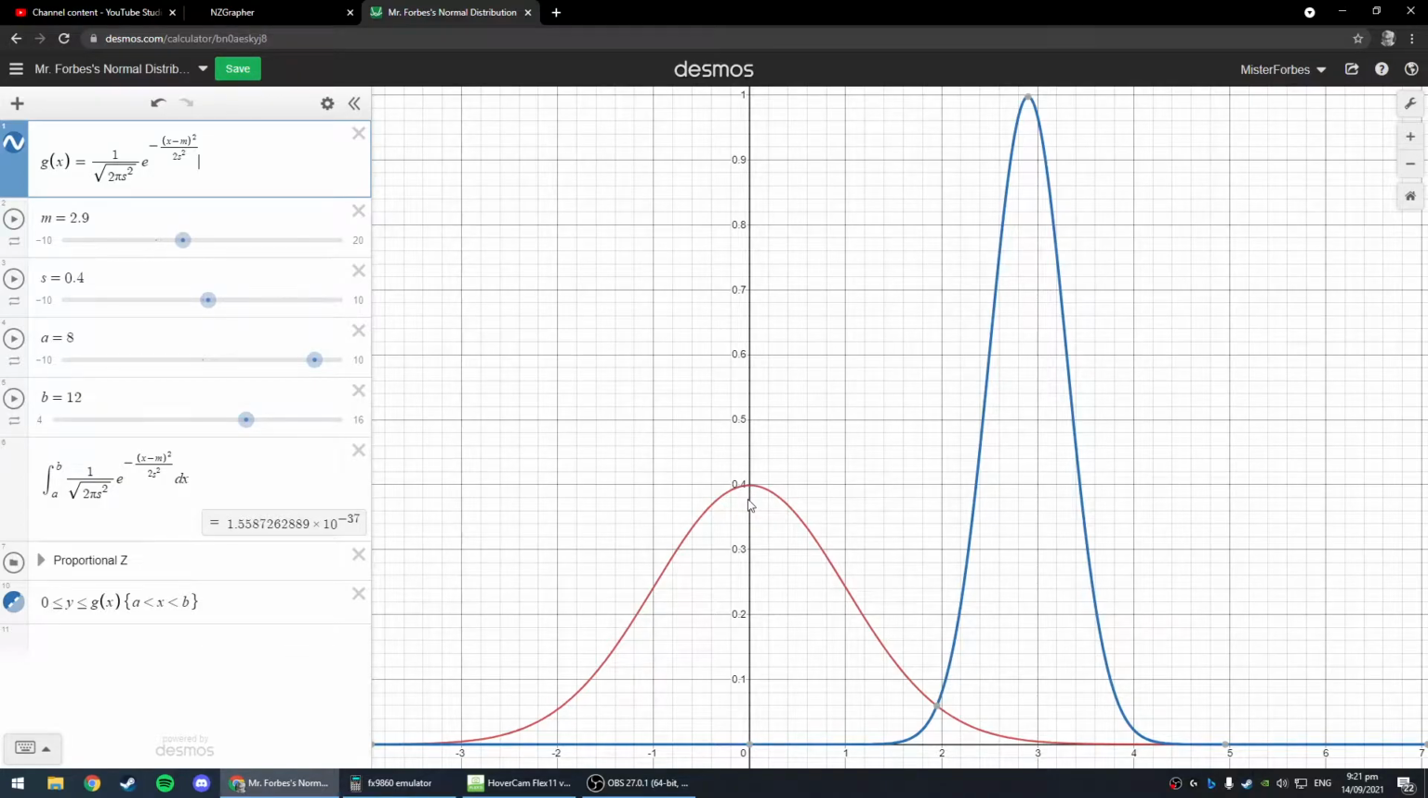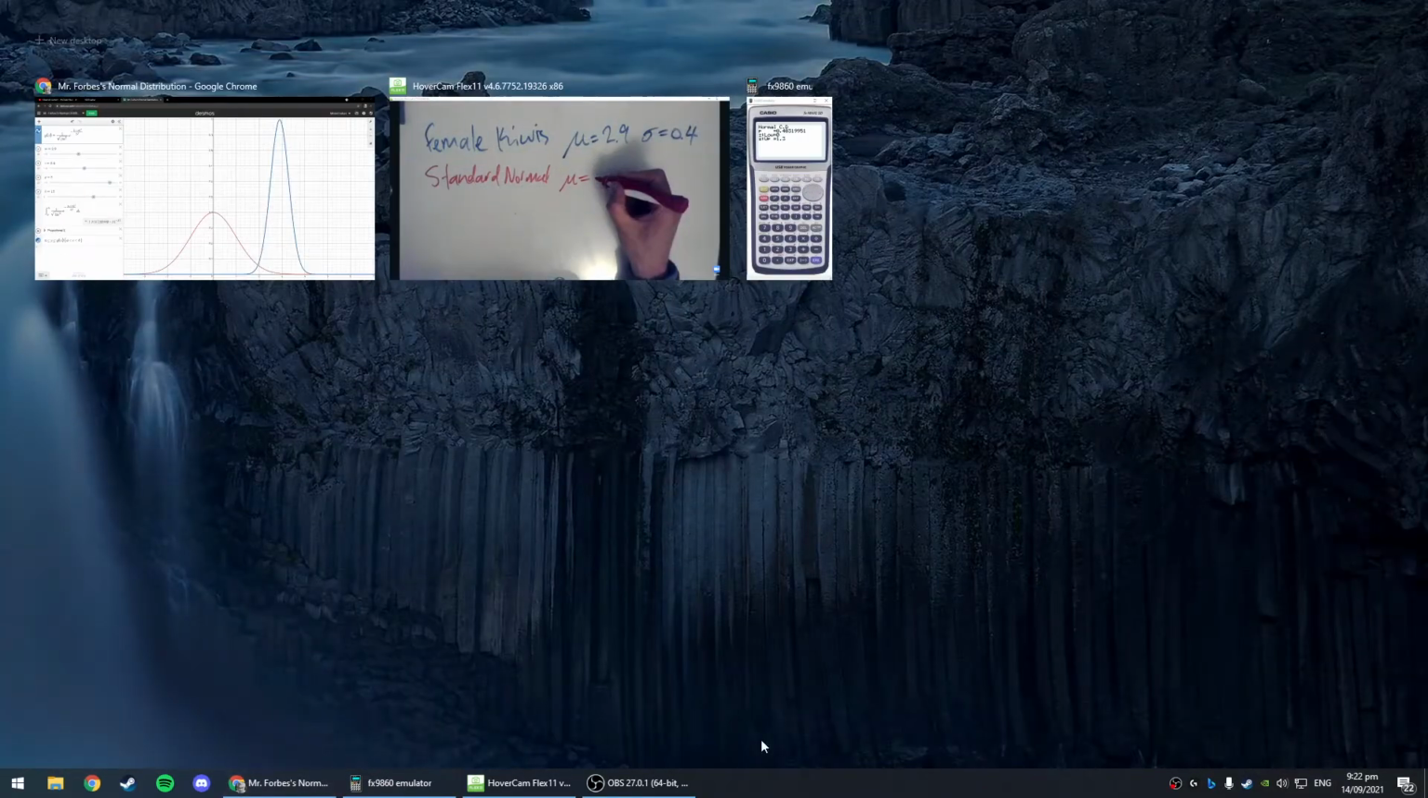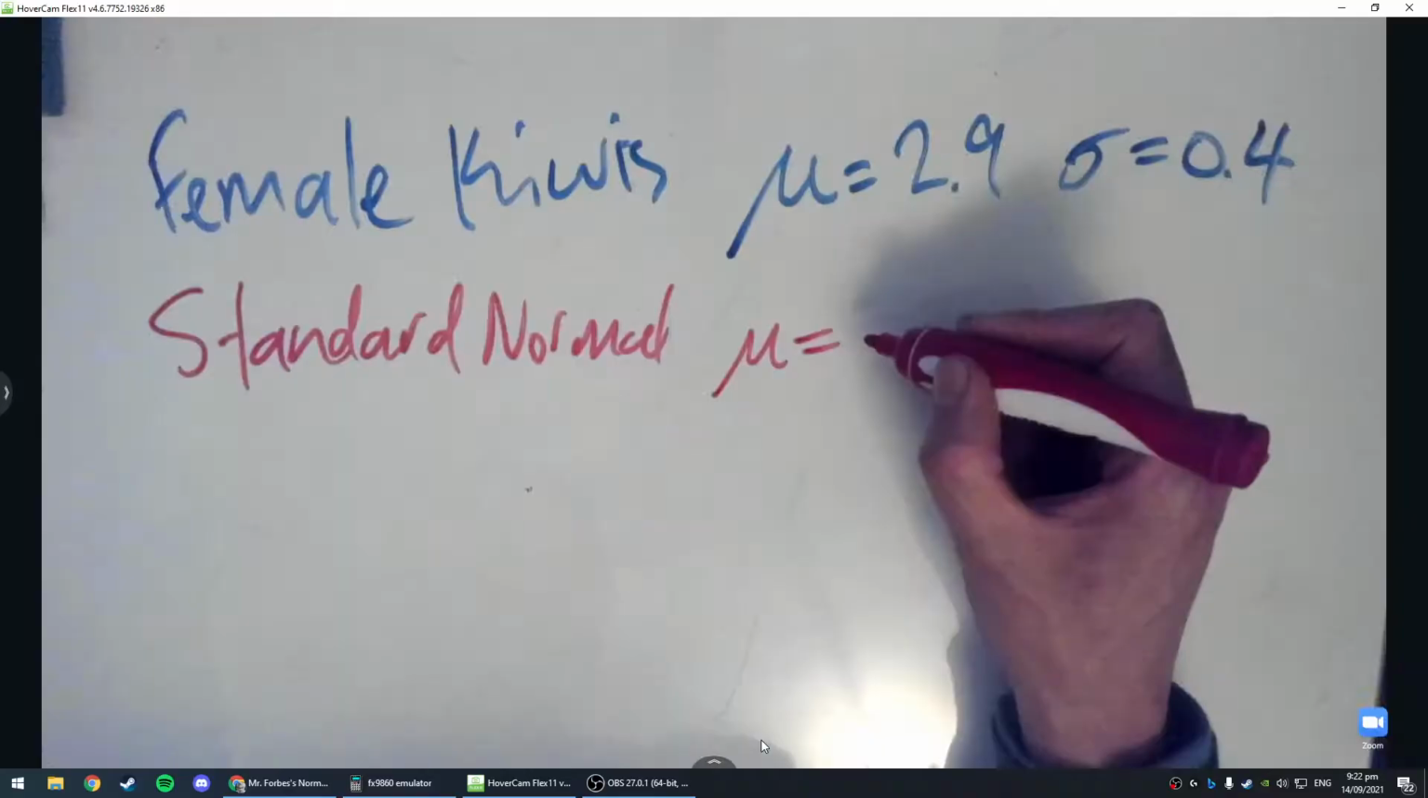It is centered around 0. So the mean is 0. Mean, oh shucks. Oh, what am I doing? I'm doing window tab, my bad.